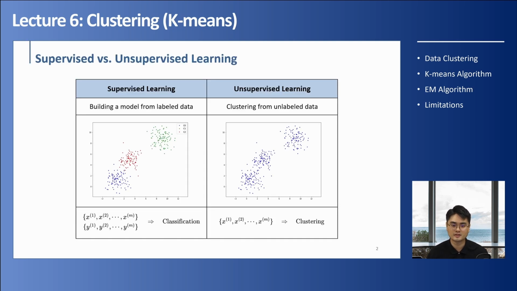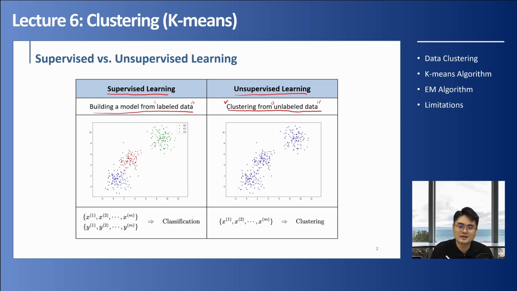Before going into the details of k-means clustering, we first need to know the difference between supervised and unsupervised learning. For supervised learning, we are building a model from labeled data. Here, this labeled data is the most important word in supervised learning. And for unsupervised learning, we are doing some machine learning from unlabeled data. And especially in today's lecture, we're going to do clustering, which is a grouping problem.